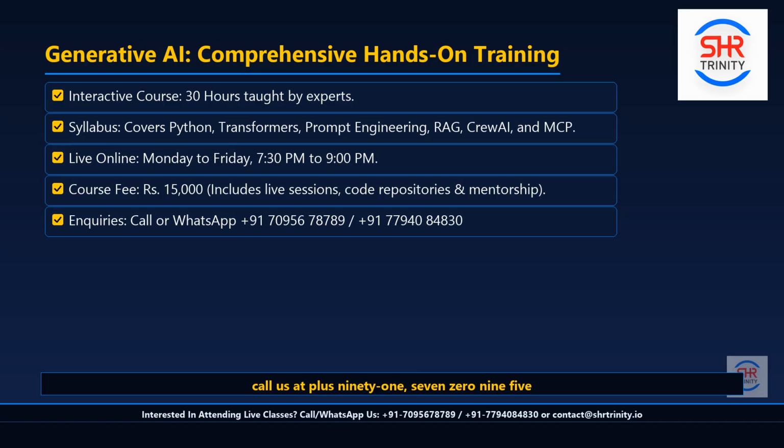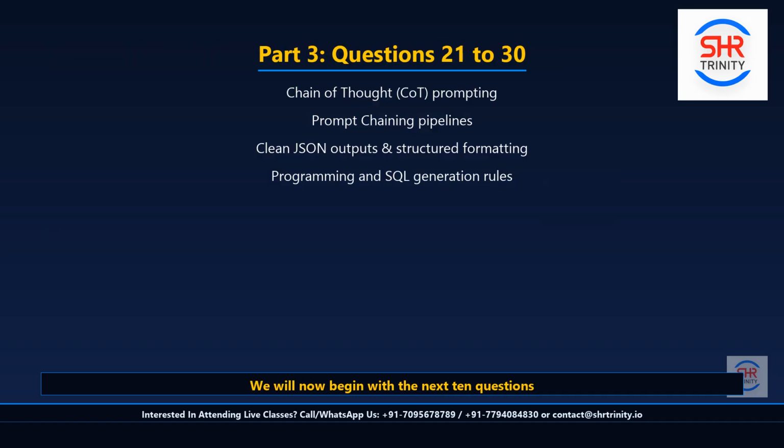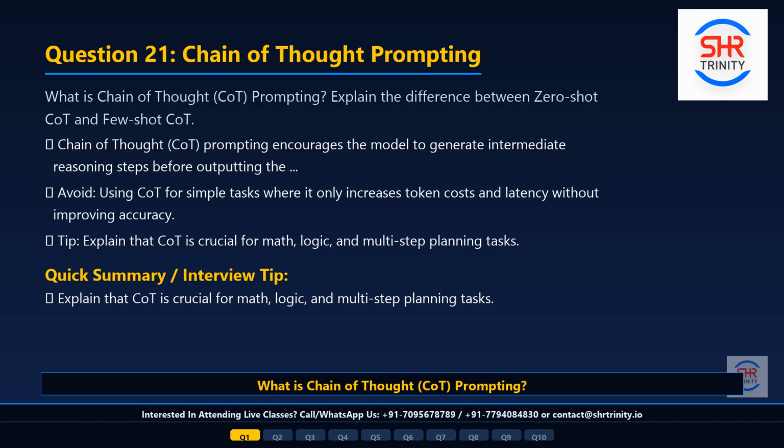We will now begin with the next 10 questions of our prompt engineering interview series, covering questions 21 to 30. Question 21. What is chain of thought, COT, prompting? Explain the difference between zero-shot COT and few-shot COT.